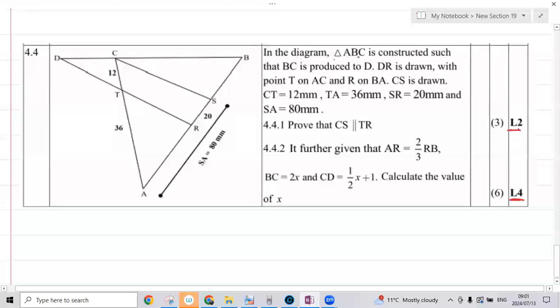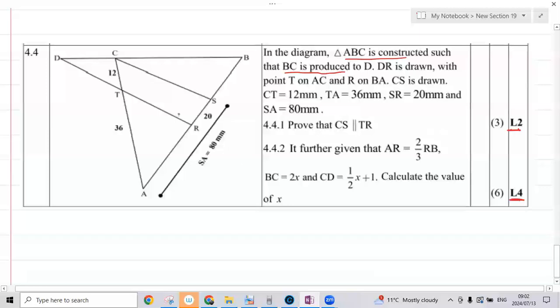In the diagram, triangle ABC is constructed such that BC is produced to D. So we got triangle ABC there, such that BC is produced to D. DR is drawn with point T on AC and R on BA. CS is drawn. CT is equal to 12 millimeters. TA is 36 millimeters. SR is equal to 20 millimeters. And SA is equal to 80 millimeters.